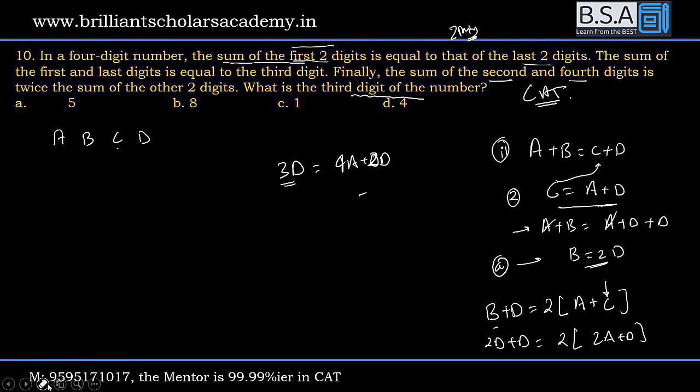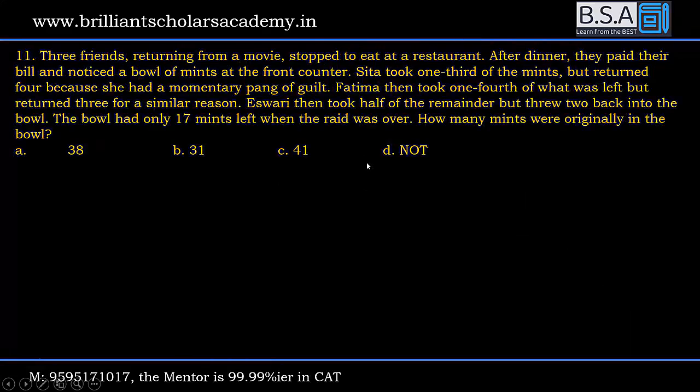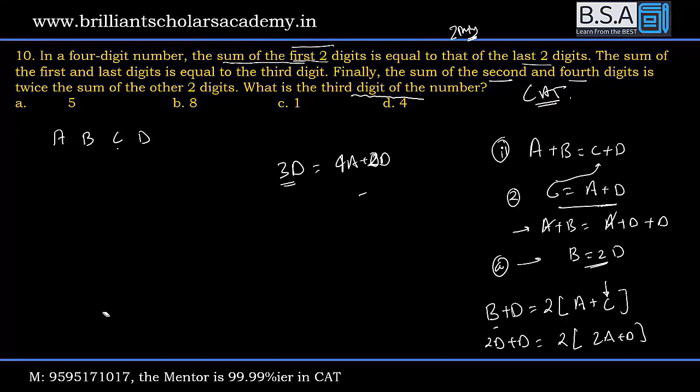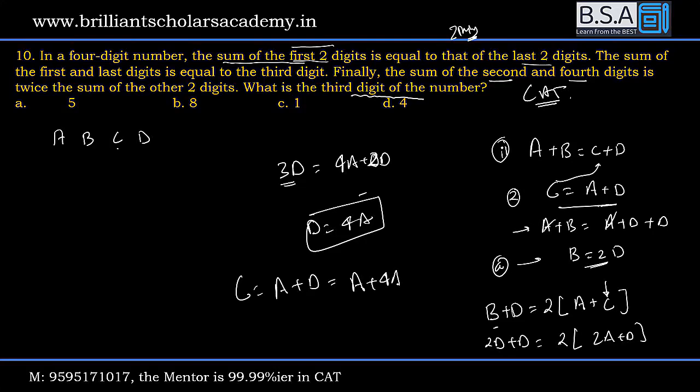So you're simply moving around numbers, moving around values. This is 2D. So D is equal to 4 times of A. So if you look at C, C is equal to A plus D, which is A plus 4A. So C is equal to 5A, yes.